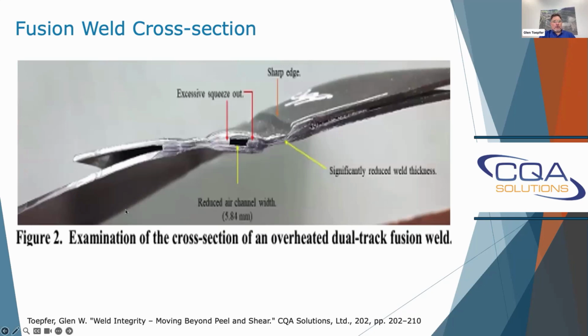And so this sample here, you can see there's some excessive squeeze out. The air channel was reduced to 5.84 millimeters, and you have significant reduction of weld thickness. Well, here in the United States, there's nothing that we can do about it. In some other countries, like Germany, they have a DVS guideline and they actually measure the air channel and the thickness of the weld, and that's part of their acceptance criteria for the welds.